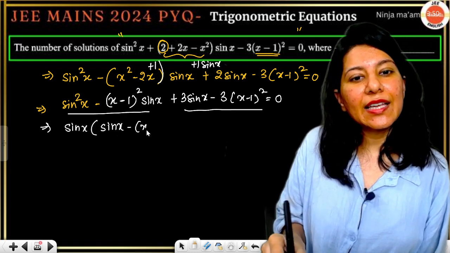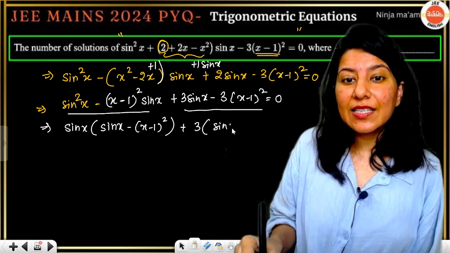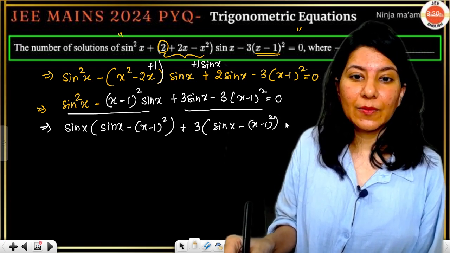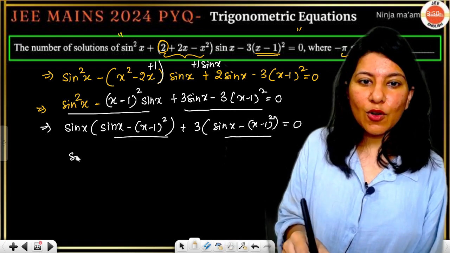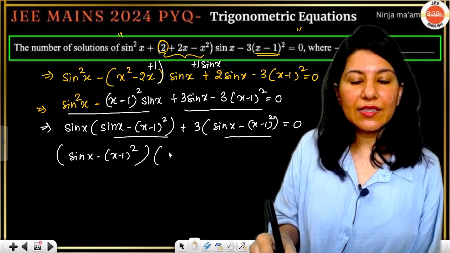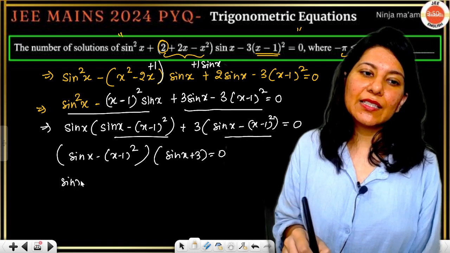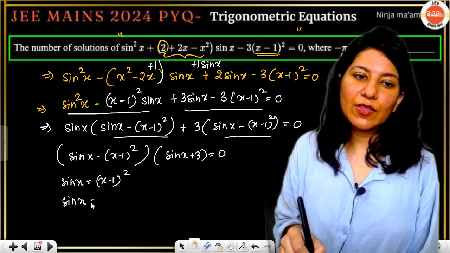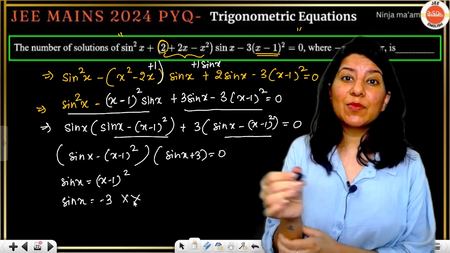Sine x minus 1 whole square, plus 3 can be taken common, sine x minus 1 whole square. We're trying to factorize it, equals to 0. Now clearly, this we can take common. So sine x minus 1 whole square and sine x plus 3 equals to 0. So sine x will be equal to x minus 1 whole square and sine x will be equal to minus 3. Now sine x can never be minus 3. So sine x will be x minus 1 whole square.